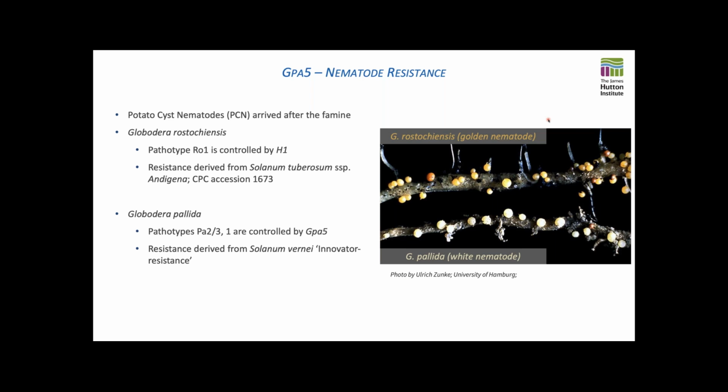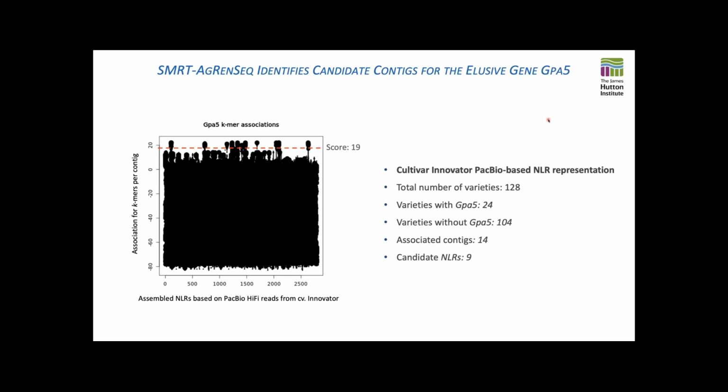We are now in a place where we have 4, maybe 5 very strong candidates for H1 that we are trying to analyze functionally, again, with our colleagues also at the Sainsbury Laboratory. For Globodera pallida, there's a gene called GPA5, and that controls the pathotypes Pa2, 3, and 1. And the resistance is derived from Solanum vernei, and it was first deployed in the cultivar Innovator that I introduced earlier on. And it's also known as the Innovator resistance. So we are now trying to identify candidates for GPA5 too.